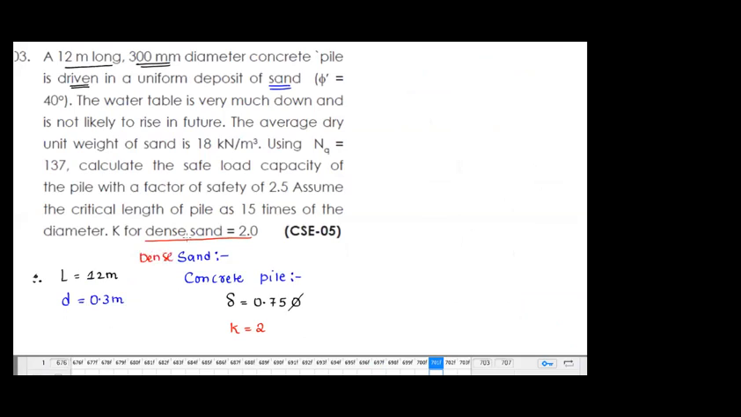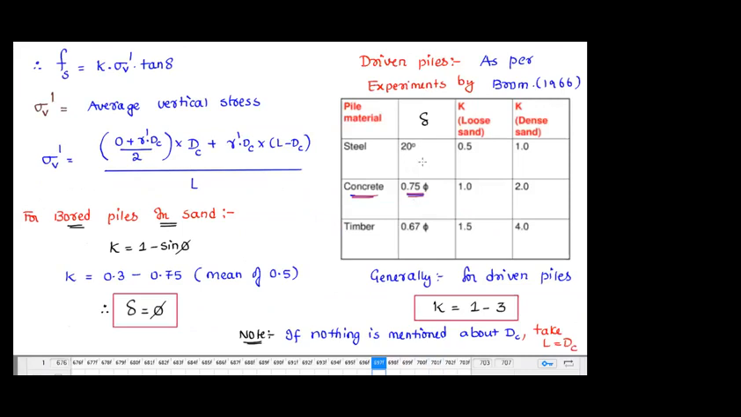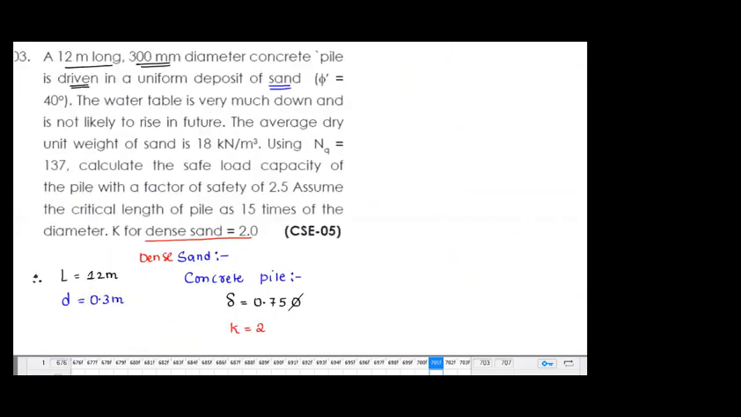So now I hope you understood whatever the data. That is the reason why I peculiarly mentioned those values. In the case of sands only, we need to worry about this. In the case of sands, for bored piles the K value and delta are different. For driven piles, the values are going to be different. Okay. Now, K is equal to 2. The water table is very much down and not likely to rise in the future.